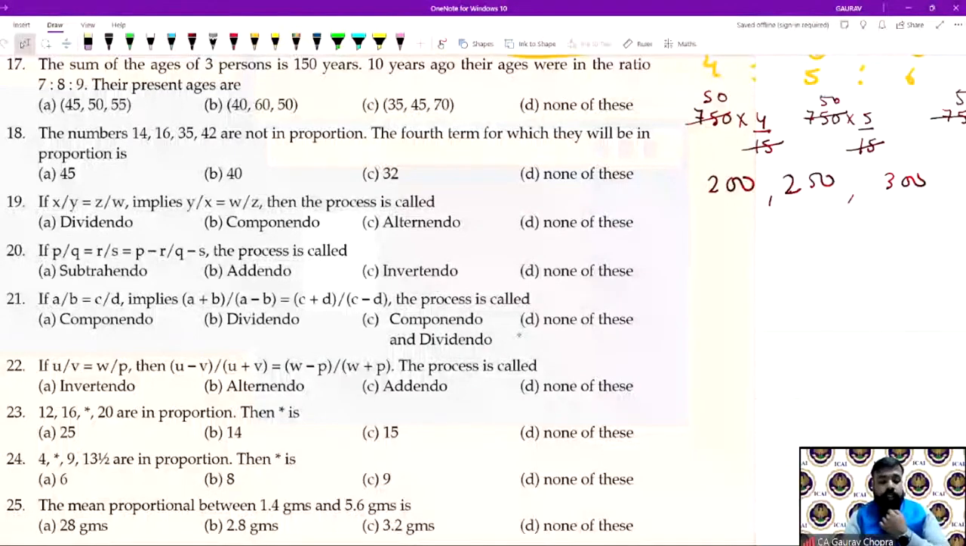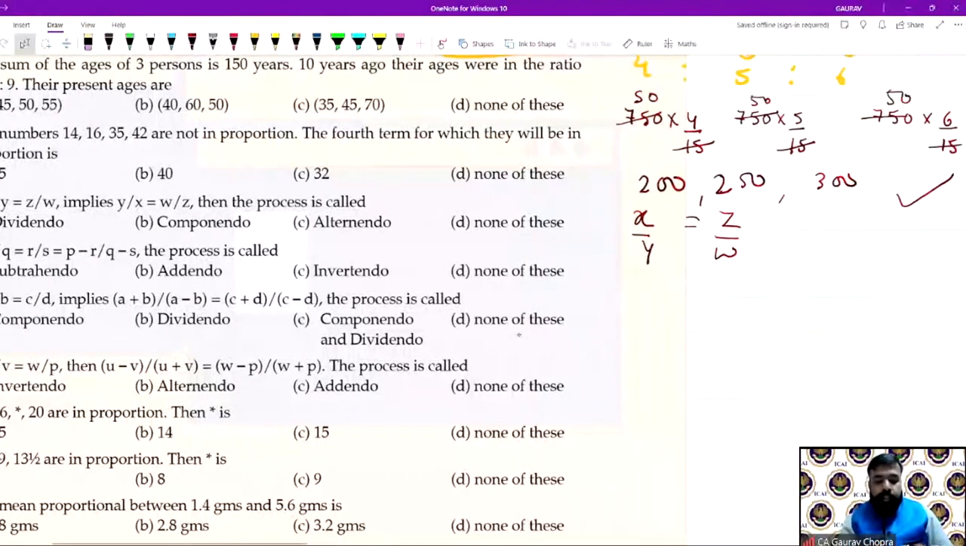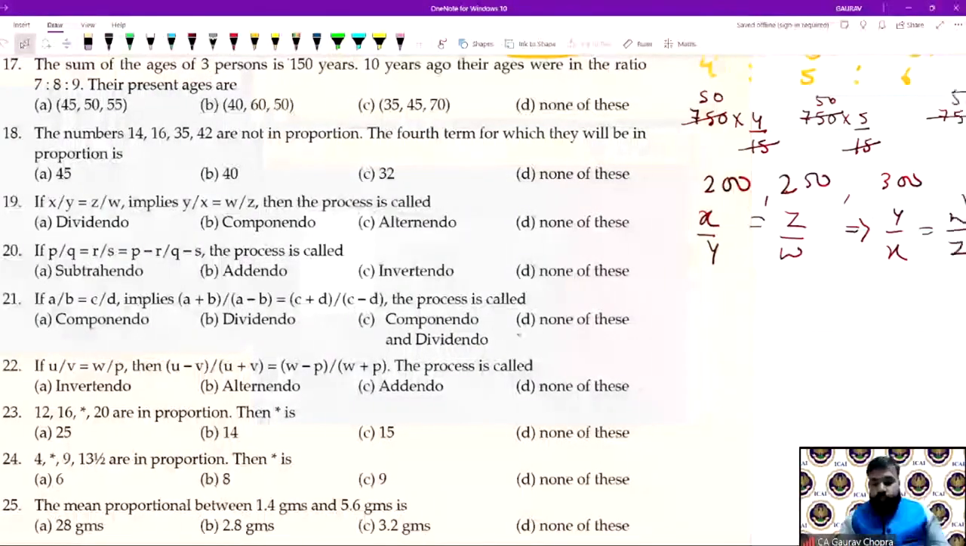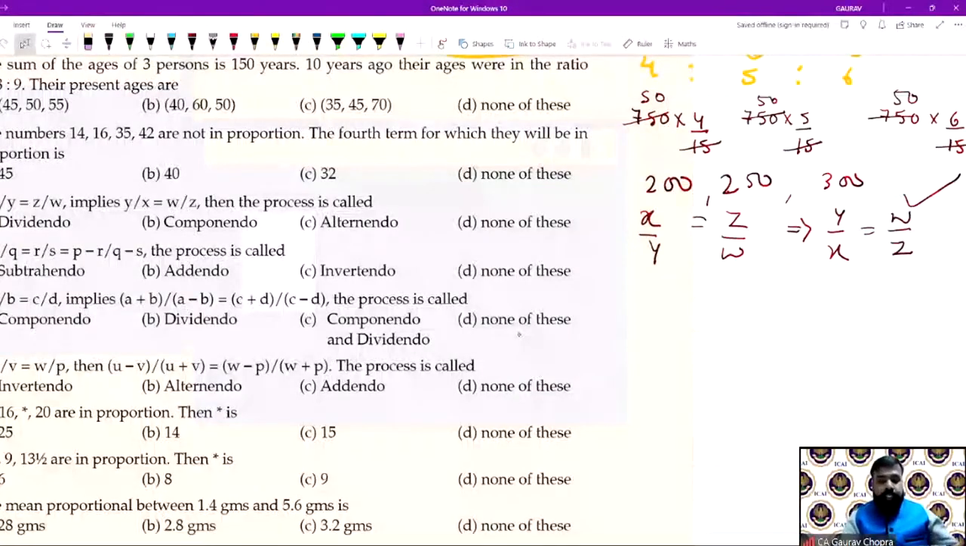19, you can say that this process is known as what? x upon y is equal to z upon w. And if it is written as y by x equal to w by z, so we have interchanged their positions. So this is known as what? Dividendo, componendo, alternando, or none of these. Come on. So we have changed the position of x and y, z and w. What will this be known as? You are having four options: dividendo, componendo, alternando, and then none of these. So clearly it is known as invertendo, and invertendo is not in the options. So we have to mark none of these. Okay. So it was invertendo.